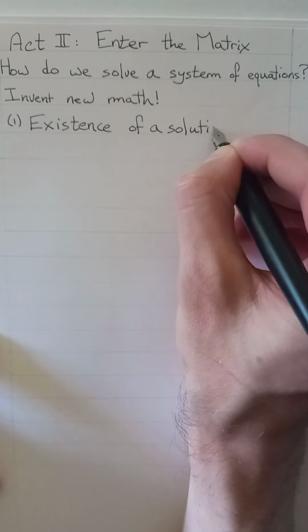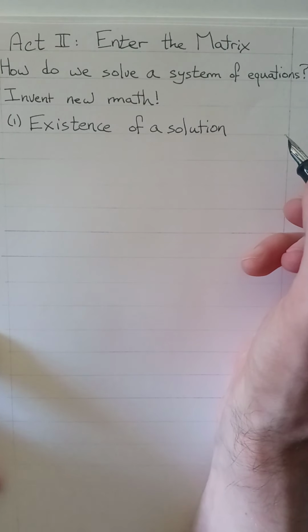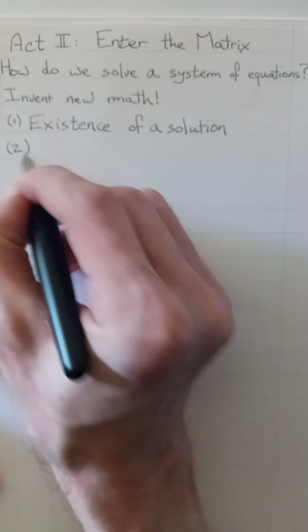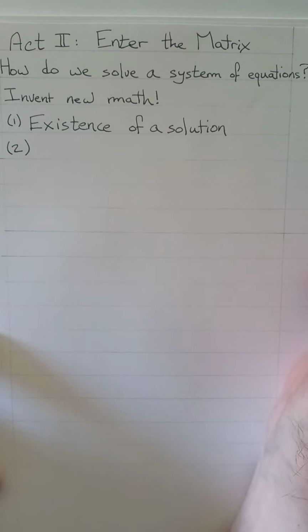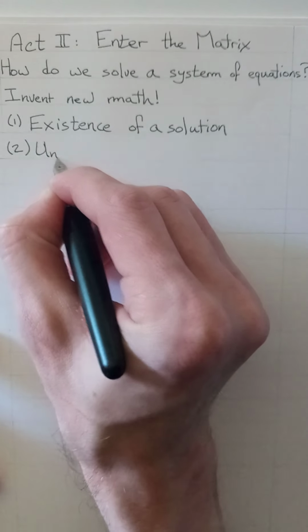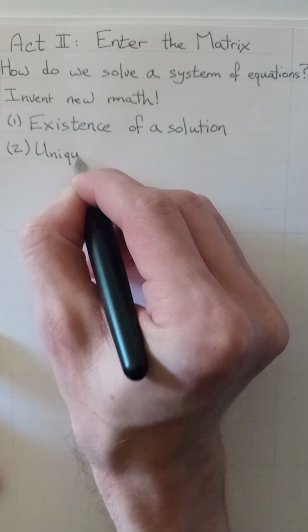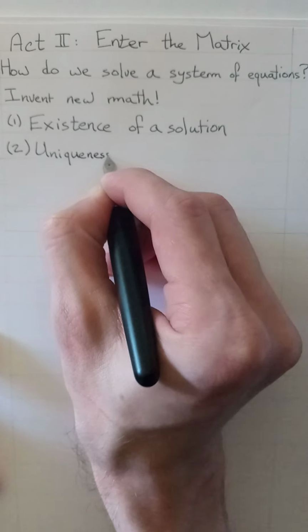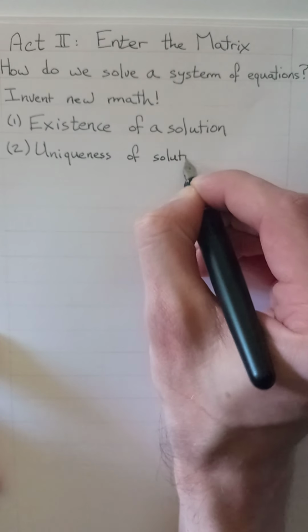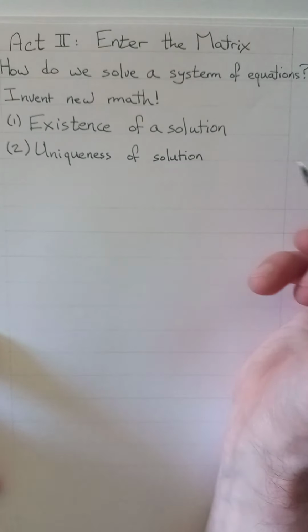We saw examples where there were no solutions, where there were multiple solutions, and where there was exactly one solution. So, assuming at least one exists, is there exactly one? Mathematicians refer to this as the uniqueness question of solutions. Is there exactly one solution?